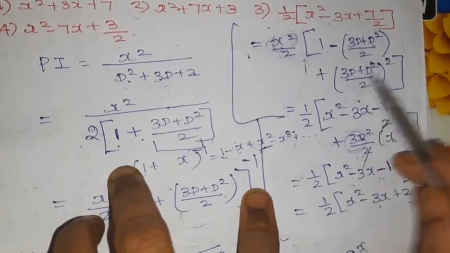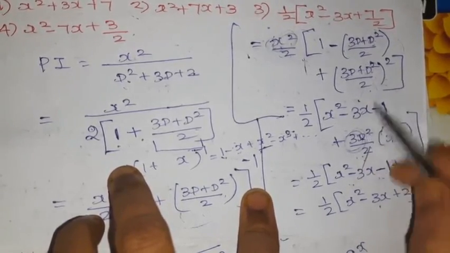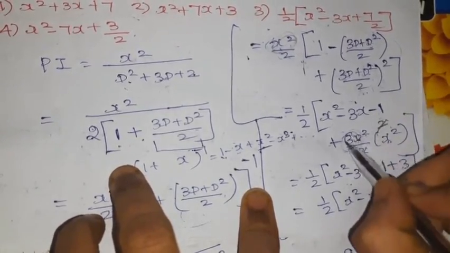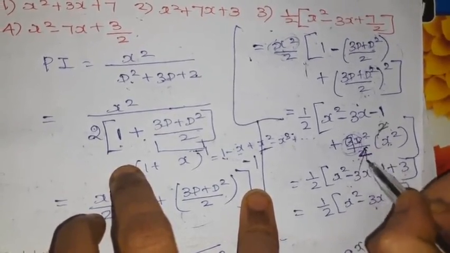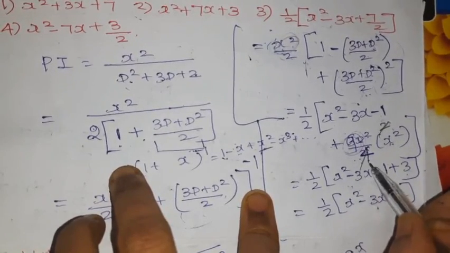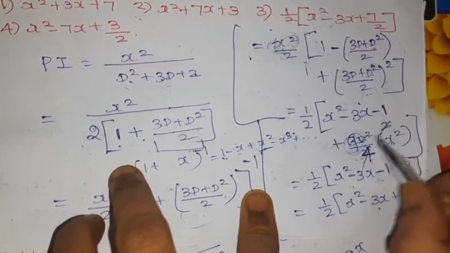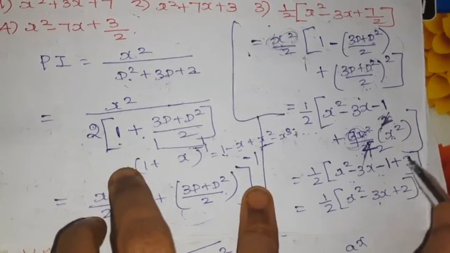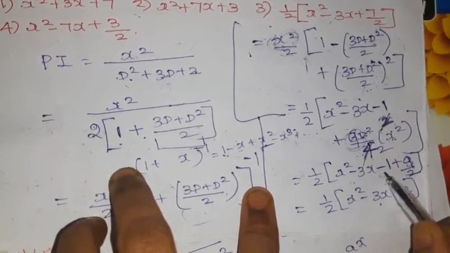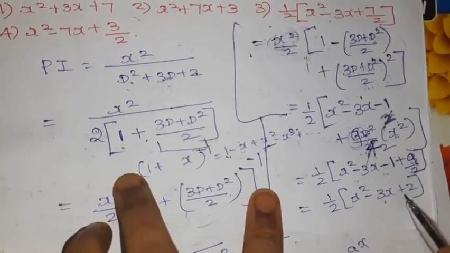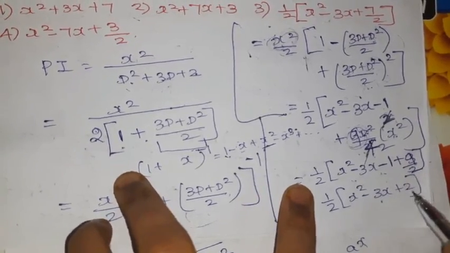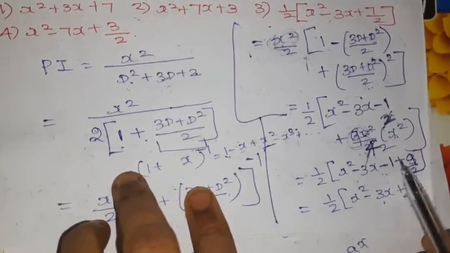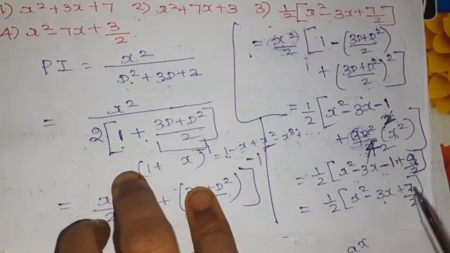So 3d is nothing but I am just squaring the d alone. So 3d by 2 the whole squared, what will we get? 9d squared by 4. Here I have made a mistake, 9d squared by 4. So differentiating two times we will get 2 alone. So 2 and 2, so 9 by 2. Here 9 by 2, so minus 2 plus 9 we will get plus 7 by 2.